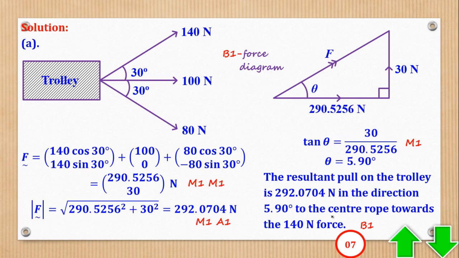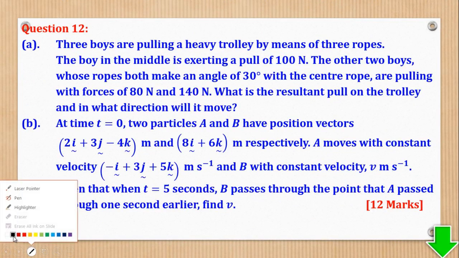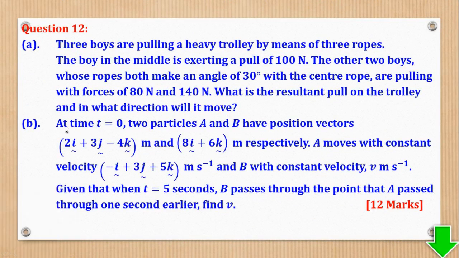Okay, that was part A, and that's how we could get the 7 marks. Now let's go to part B. Part B, at time t equal to 0, two particles A and B have position vectors this and this. So this is position vector of A, position vector of B. A moves with a constant velocity of this, and B with a constant velocity of this.